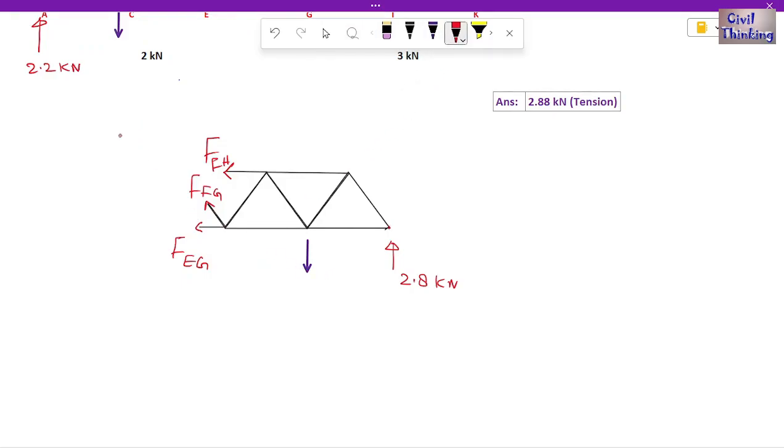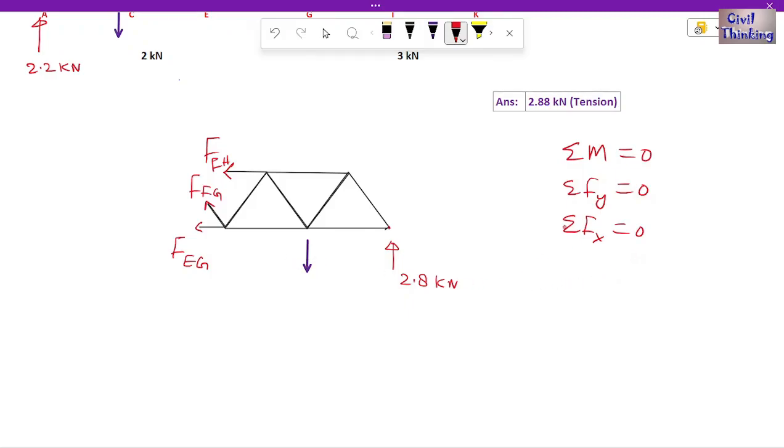Now we have to analyze this, right? The last step is we have to analyze this section. I choose the right section. Now we know each member is 1 meter, so we have to apply these equations. Remember the equations of equilibrium, right? We have to apply these equations.